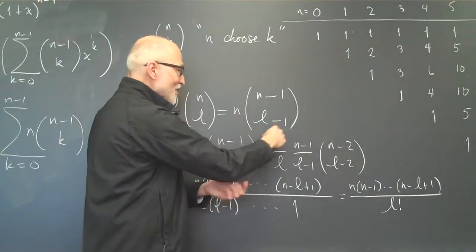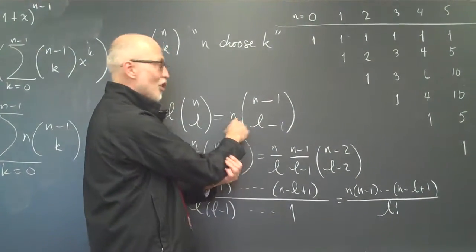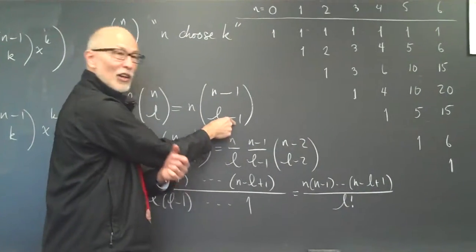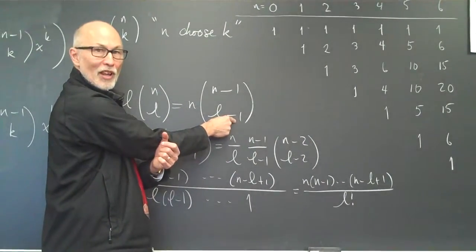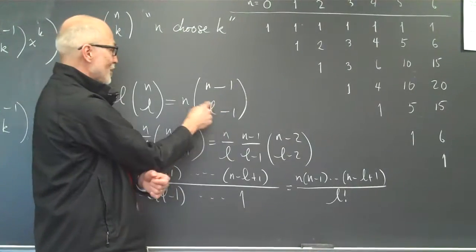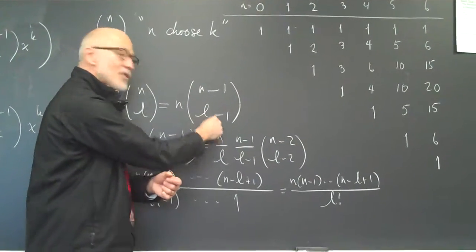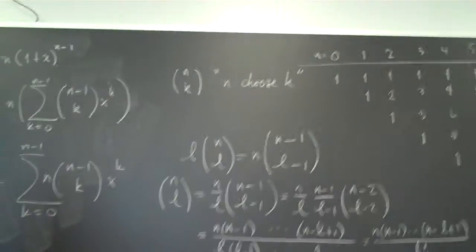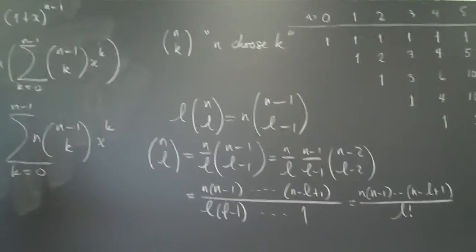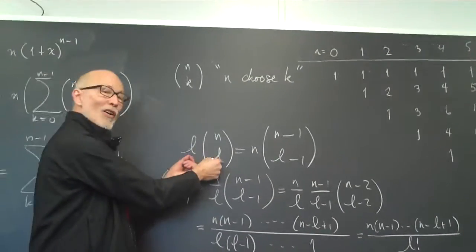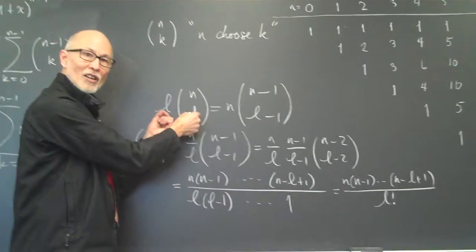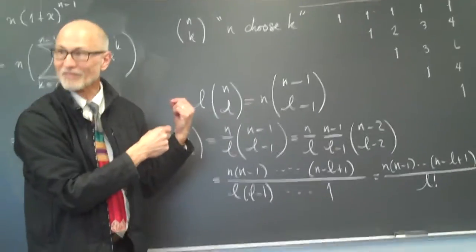On this side, if I pick the chair first, and then I pick the rest of the committee. Of course, once I pick the chair, I only have n minus 1 people to choose from. And I only need L minus 1 many people left to fill out the committee. So this is how I pick a committee with L people together with one of those people being the chair. And this is how I pick a committee of L people with one of those people being the chair. So these are equal, right?